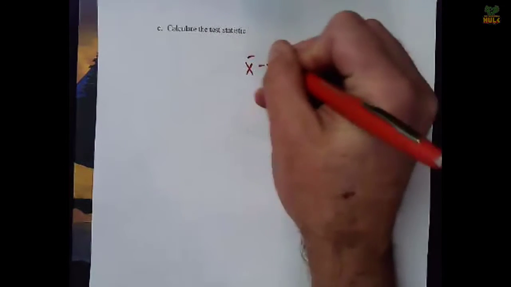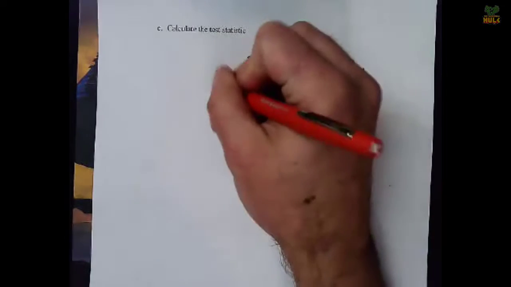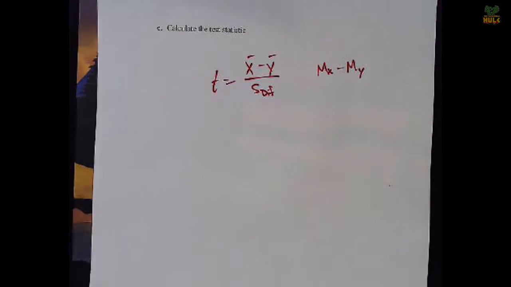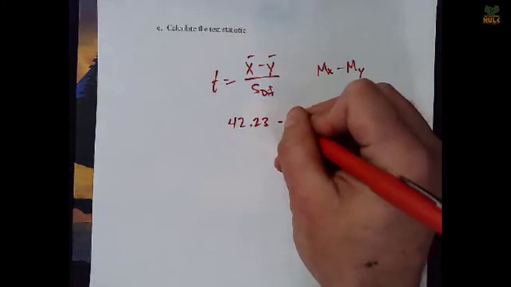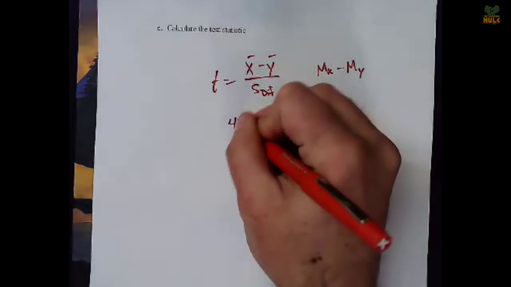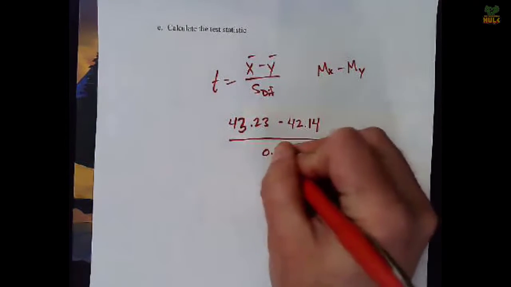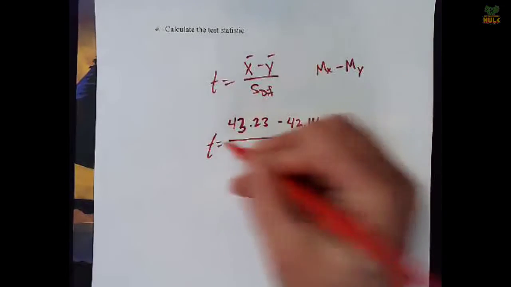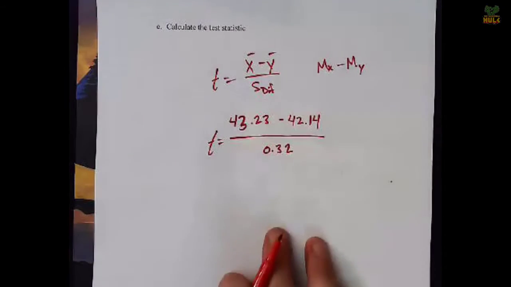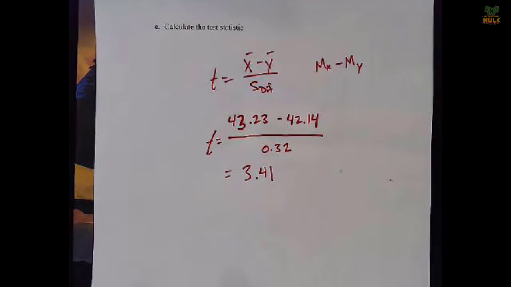We already looked at our t formula. We know that it's mean of x minus the mean of y, right? So x bar minus y bar, divided by standard error of the difference. Okay, so what were our sample means? Our sample mean for x was 42.23. Our sample mean for y was 43.23, I got that wrong there, divided then by the standard error of the difference that we just calculated, 0.32. Okay, so you should have 43.23 minus 42.14 divided by 0.32 as the structure of your t equation. Divide all that out, calculate that, you get a 3.406, which rounds up then to a 3.41. All right, we have our test statistic.